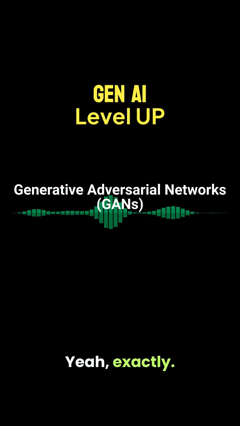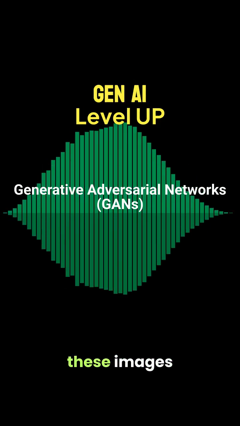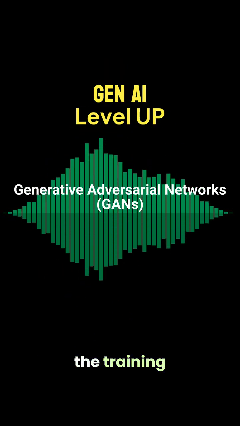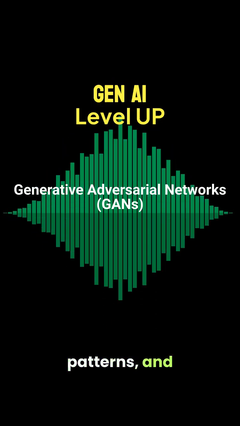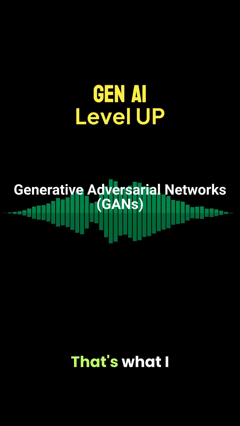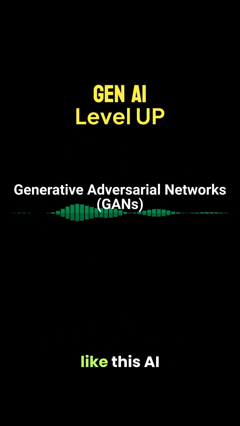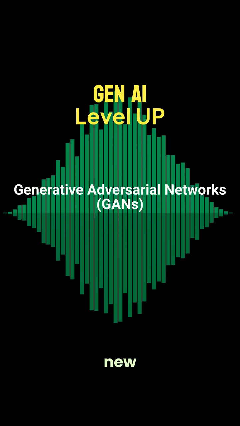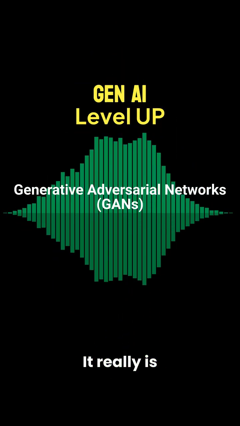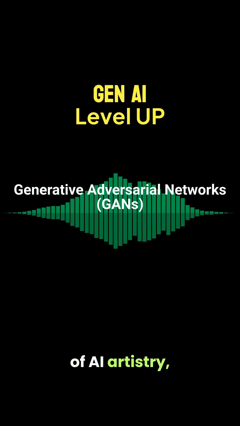Yeah, exactly. And the really wild part is these images aren't just copies from the training data. It's like the GAN is learning the rules, the patterns, and then creating something new based on that. That's what I find so fascinating. It's like this AI is showing a spark of creativity, making something new from what it's learned. It really is like a kind of AI artistry.